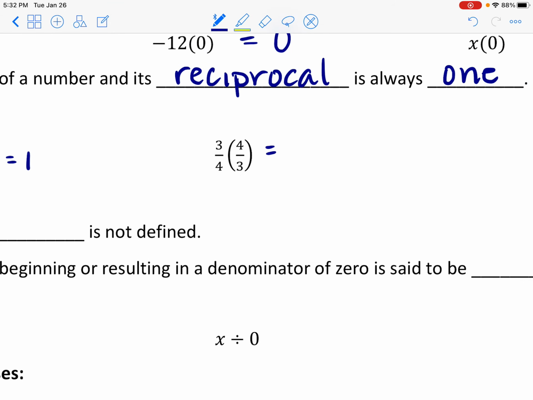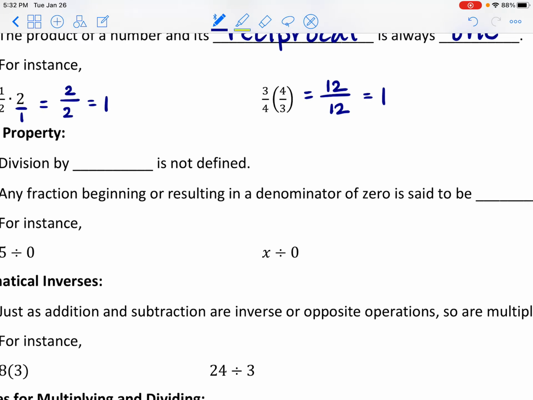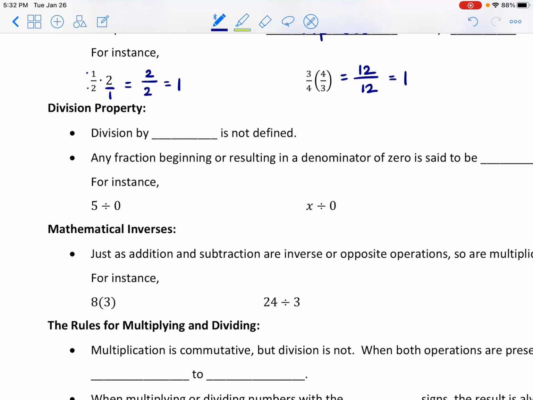Same thing is going to happen here, or any time you multiply a number by its reciprocal. So 4 times 3 is 12 on the top, 4 times 3 is 12 on the bottom, and of course 12 divided by 12 makes 1. And that would apply to algebraic expressions as well.